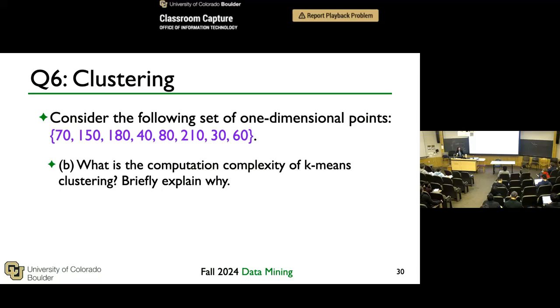Consider the B part. What is the computational complexity of k-means clustering? Briefly explain why. K-means has a few parameters. With k-means, you have k, the number of clusters. You have n, the number of objects. And then t, the number of iterations, because it's an iterative process. So with n, k, t, what do we do?